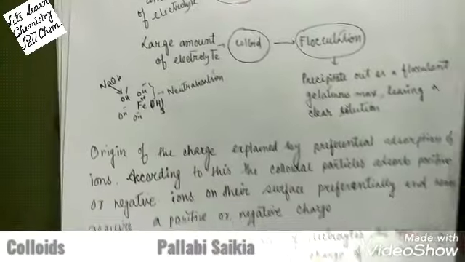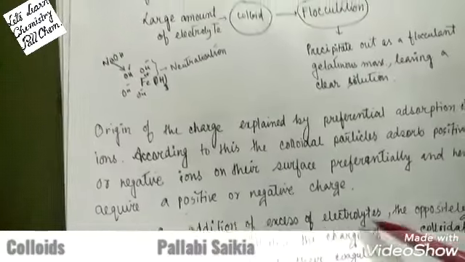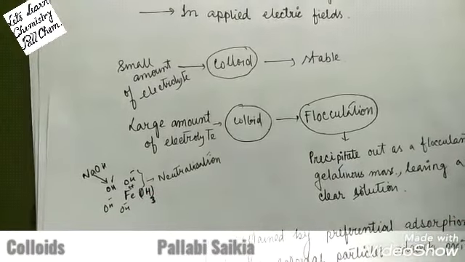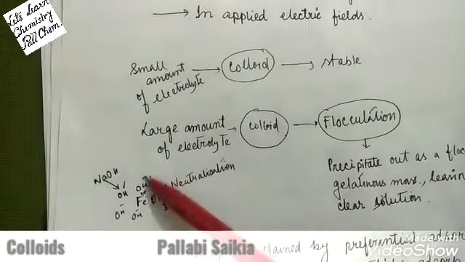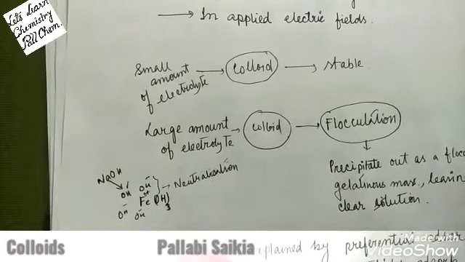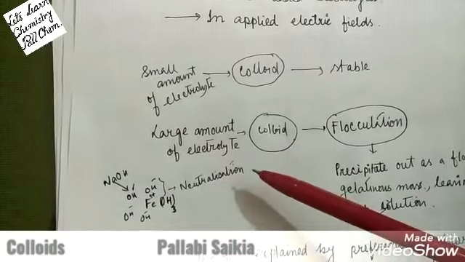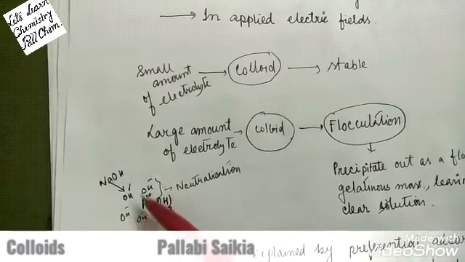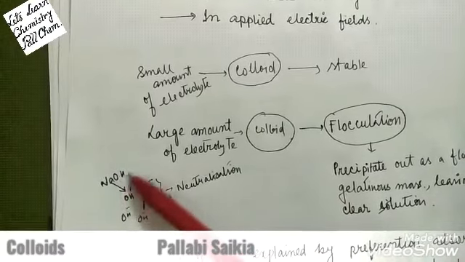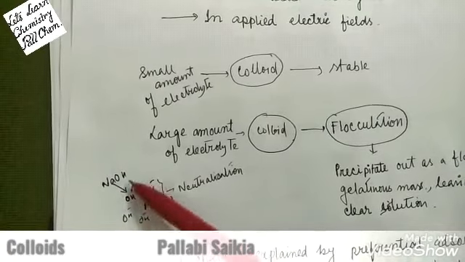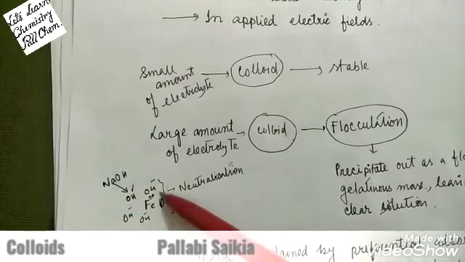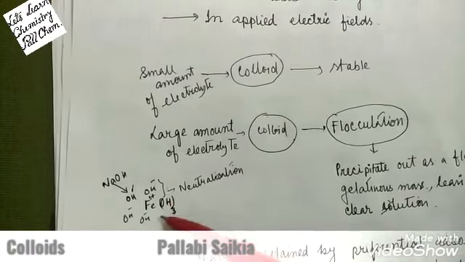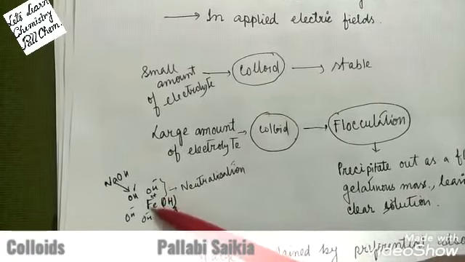So on addition of excess of electrolyte, the oppositely charged ions neutralize the charge of the colloidal particle. Suppose this is one colloidal particle, on addition of electrolyte, the oppositely charged ions neutralize the colloidal particle and result in the precipitation of the particles.